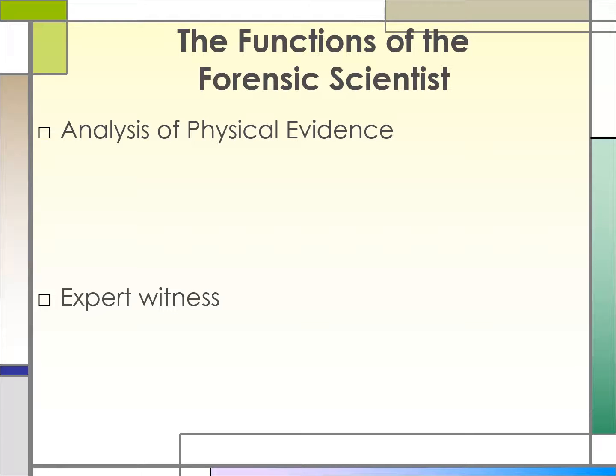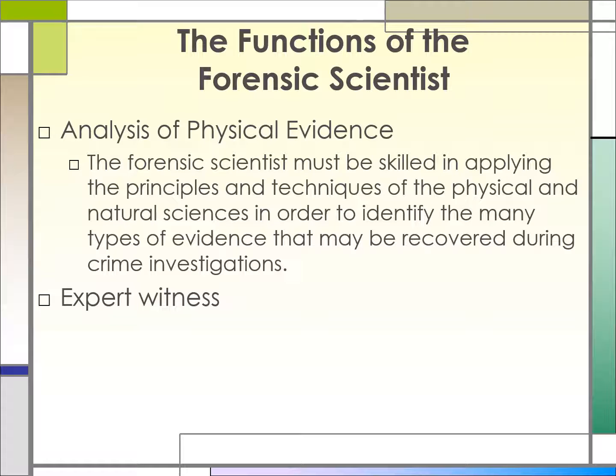The functions of forensic scientists: analysis of physical evidence. So the forensic scientist must be skilled in applying the principles and techniques of the physical and natural sciences in order to identify the many types of evidence that may be recovered during crime investigations. So if you're interested in this field of forensic science, you will have to take many different science courses to tie into evidence that you need for investigations.